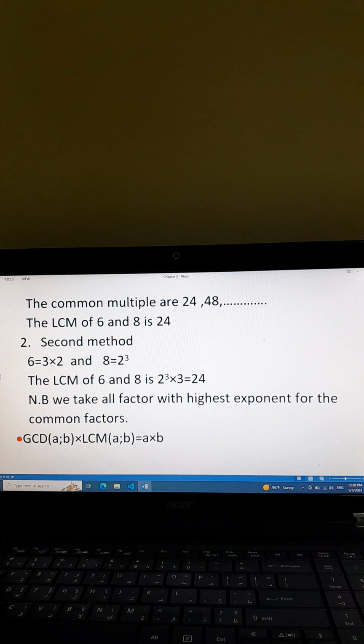GCD of a and b multiplied by LCM of a and b is equal to a multiplied by b. The GCD of two numbers multiplied by the LCM of two numbers is equal to the product of the two numbers a and b.